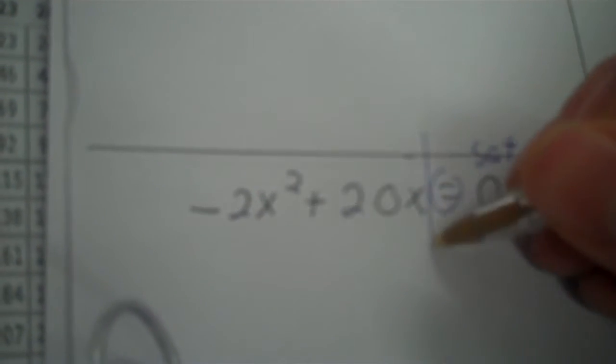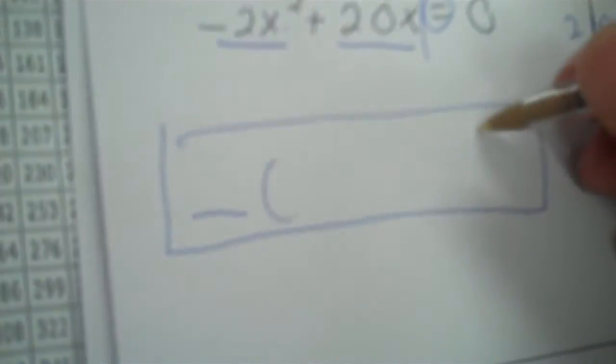Okay? So if you're set, you make a wall on this side and put the slots in the terms. So you have x to the second with the negative 2, x with the 20. There's no constant, okay? So again, that's two terms I need to factor. Two terms at this point in our class, you just make the GCF box.